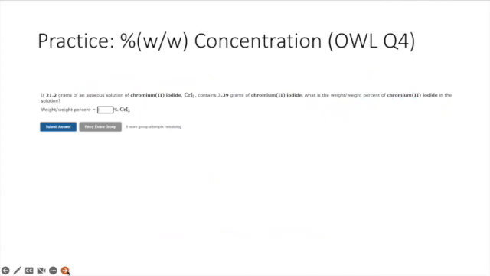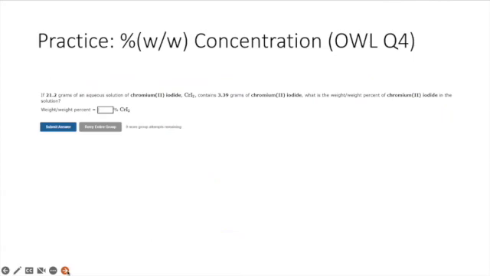Okay, so you're probably sick of big M, of molarity. So let's do a practice problem with percent weight. This is like your question 4.